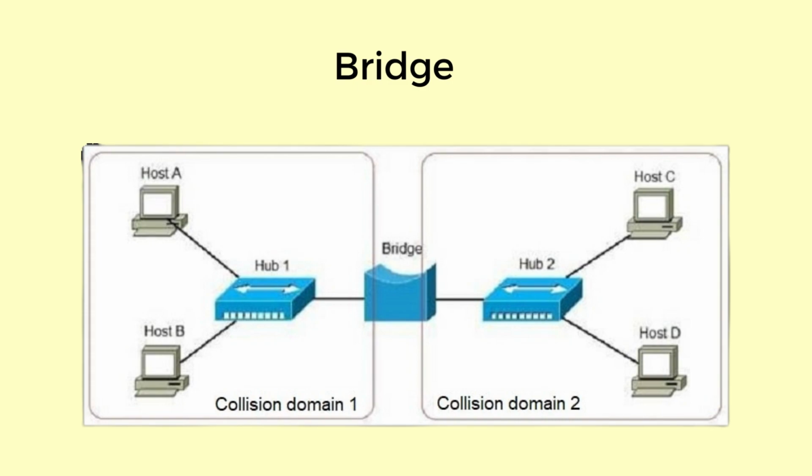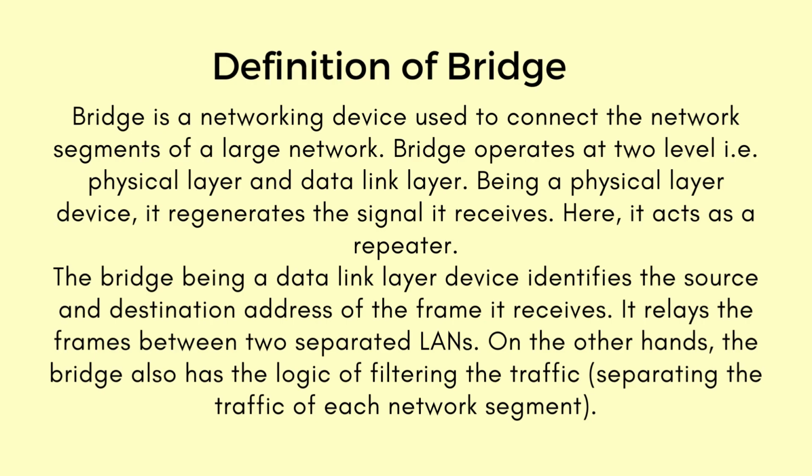Definition of bridge. Bridge is a networking device used to connect the network segments of a large network. Bridge operates at two levels, for example, physical layer and data link layer. Being a physical layer device, it regenerates the signal it receives. Here, it acts as a repeater. The bridge, being a data link layer device, identifies the source and destination address of the frame it receives. It relays the frames between two separated LANs.